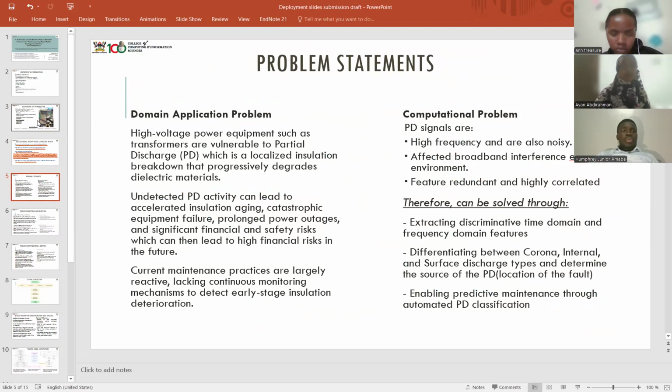From our related work, we learned that traditional PD monitoring has strong theory and instrumentation, but practical deployment still faces challenges in noisy environments, multimodal alignment, and robust localization. This informed our computational problem. PD signals, as we all know, are high frequency, noisy, and feature redundant, with interference from real operating conditions. Therefore, the system must extract temporal and spectral information, separate corona, internal, and surface classes, and localize the likely source region.